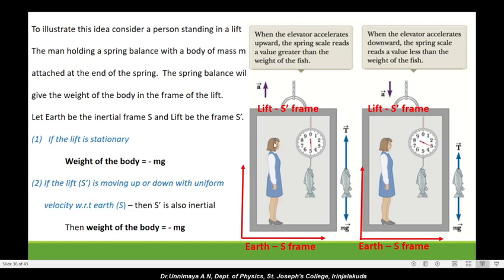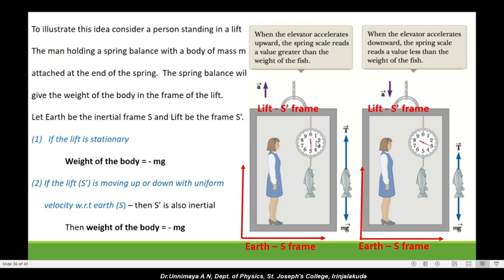നമ്മൾ ലിഫ്റ്റ് കൺസിഡർ ചെയ്യാണ്. അതിലൊരു പേഴ്സൺ സ്റ്റാൻഡ് ചെയ്ത് നിൽക്കുന്നു. ദാറ്റ് പേഴ്സൺ ഹോൾഡ്സ് എ സ്പ്രിംഗ് ബാലൻസ്. അതിൻ്റെ എൻഡിലുണ്ട് എന്തുണ്ട്? ഒരു പെർട്ടിക്കുലർ മാസ് എം അറ്റാച്ച് ചെയ്തിട്ടുണ്ട്. ദി സ്പ്രിംഗ് ബാലൻസ് വിൽ ഗിവ് ദ വെയ്റ്റ് ഓഫ് ദ ബോഡി ഇൻ ദ ഫ്രെയിം ഓഫ് ദ ലിഫ്റ്റ്. ആ ലിഫ്റ്റിൽ നിൽക്കുമ്പോൾ ആ ബോഡിക്കുള്ള മാസ് എത്രയാണ് എന്നുള്ളതാണ് ഈ സ്പ്രിംഗ് ബാലൻസ് നമുക്ക് കാണിക്കും. സപ്പോസ് ഇപ്പോൾ 5 കിലോഗ്രാം ആണെങ്കിൽ അത് 5 കിലോഗ്രാം കാണിക്കുന്നു അവിടെ.